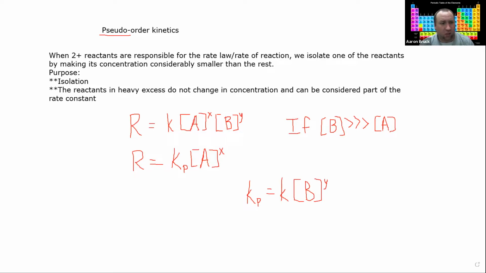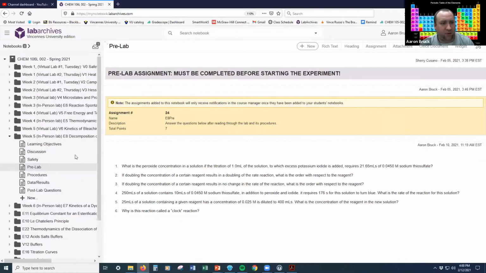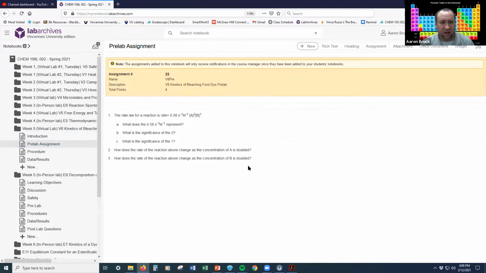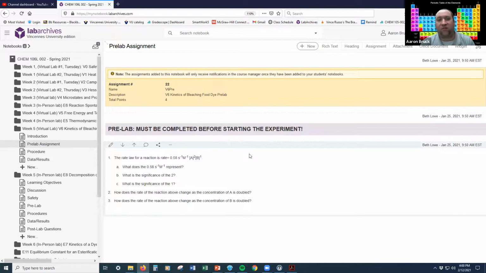So let's go back and look at the pre-lab assignments for this week. And let's start with the kinetics of the dye. So based on the information that I gave you, you should be able to answer all of the questions in this pre-lab now. The rate law for the reaction is rate is equal to 0.58 per molar per second times the concentration of A squared times the concentration of B to the first power.